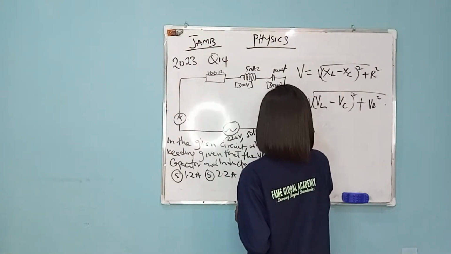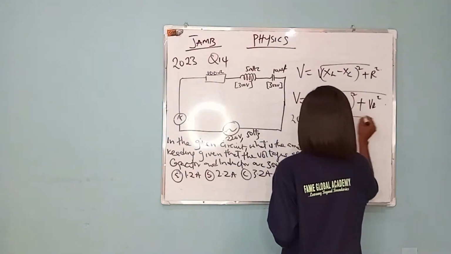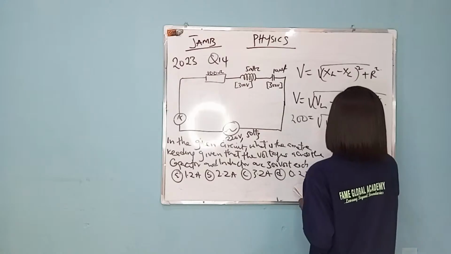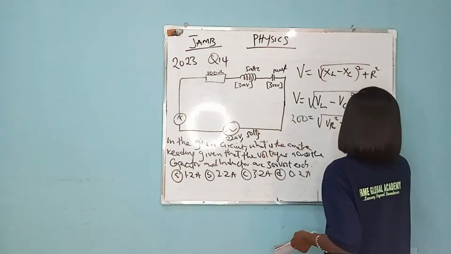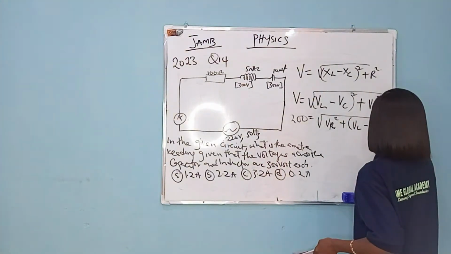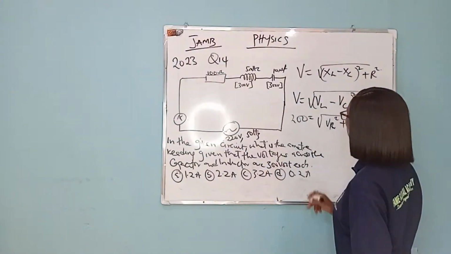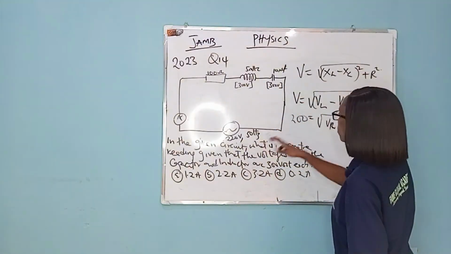V is 200 from our question, which is equal to the square root of VR squared plus (VL minus VC) all squared. Now, 200 is given to us from the question. The potential difference across each and every one of them is 200 volts.